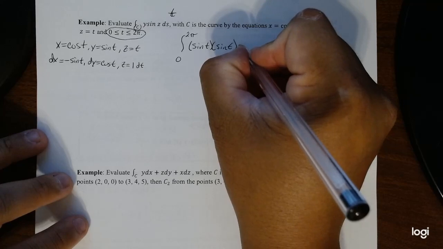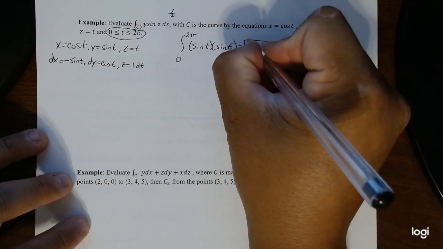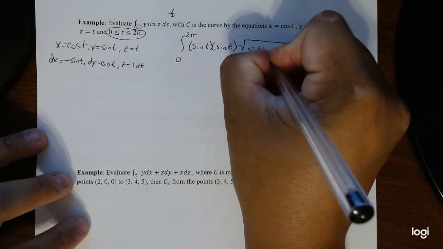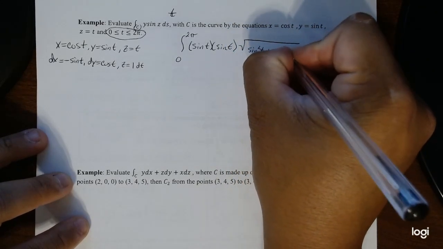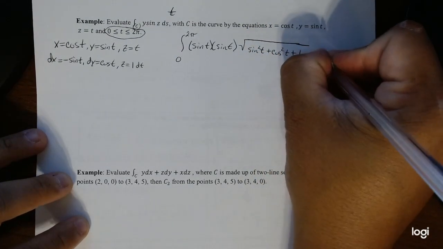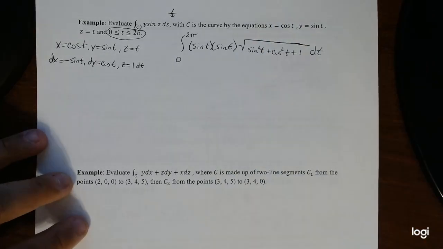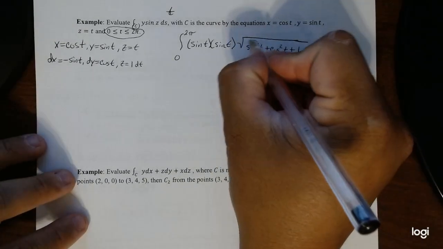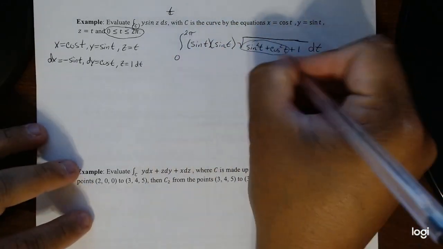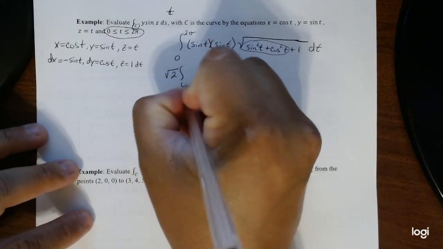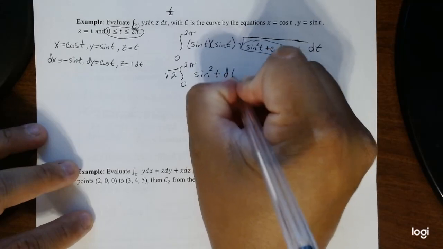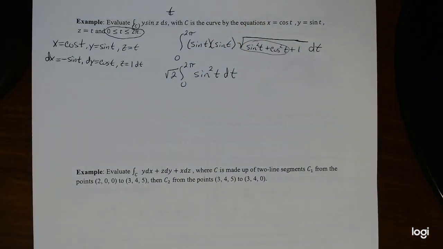So our ds is going to be the square root of all this, right? So the sine squared t plus cosine squared t times 1 squared, which is just 1, dt. Now again, this is nice. This is just 1. So 1 plus 1 is 2. So this ends up being the square root of 2, so I'll just put this on the outside. So the integral is much nicer to look at.